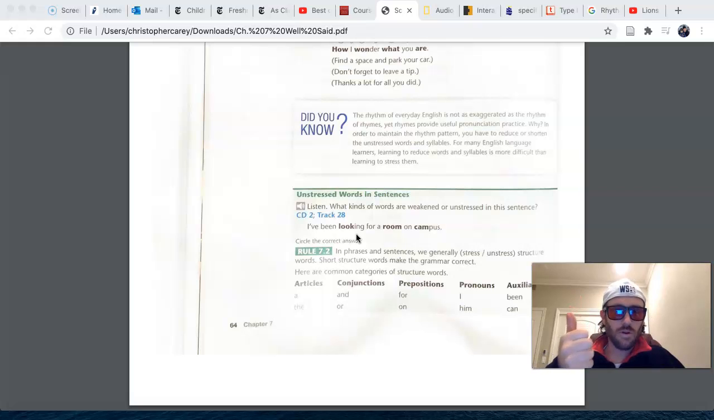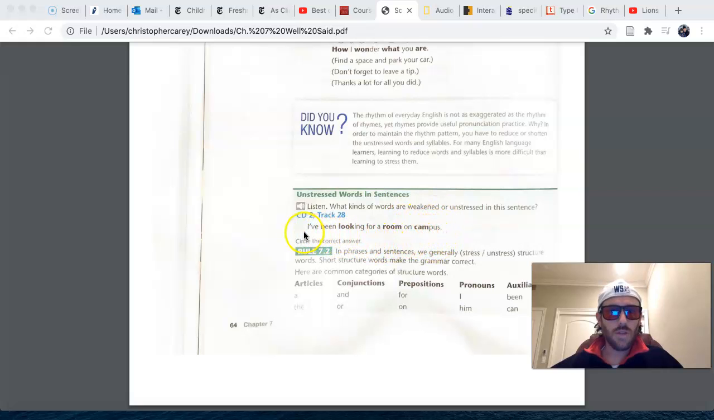Looking is a content word. It's a main verb in the -ing gerund form, present progressive. Room is a noun. Campus is also a noun. These are places, right? But look at the other words. I have been for. The -ing is the unstressed syllable. It's still part of the content word looking, but for, a, on, and then the second syllable of campus, that's part of the content word there.